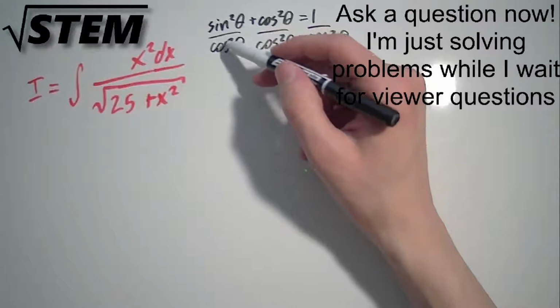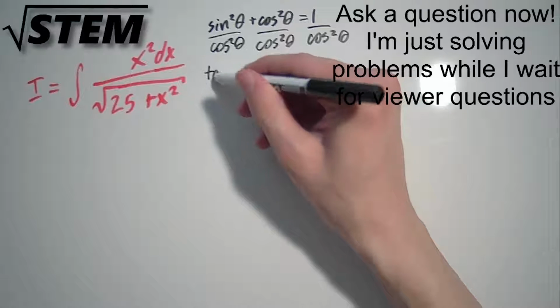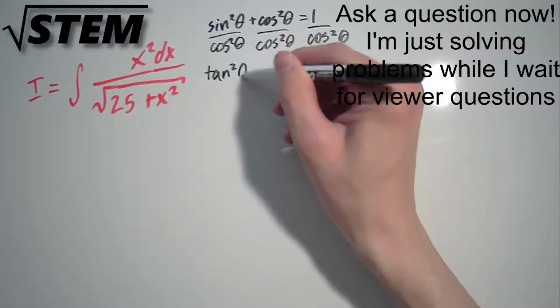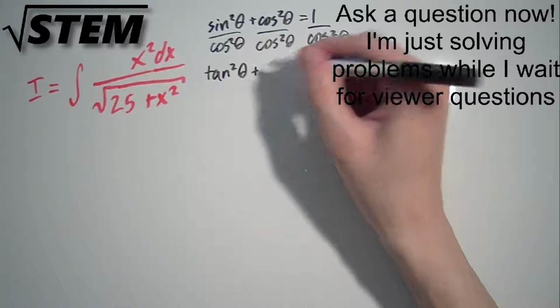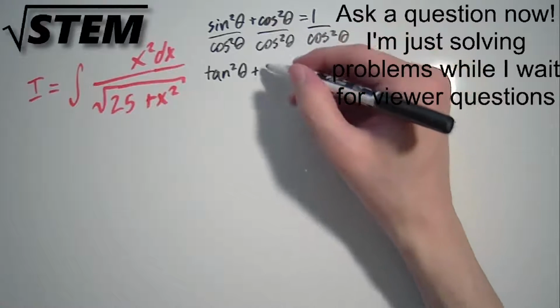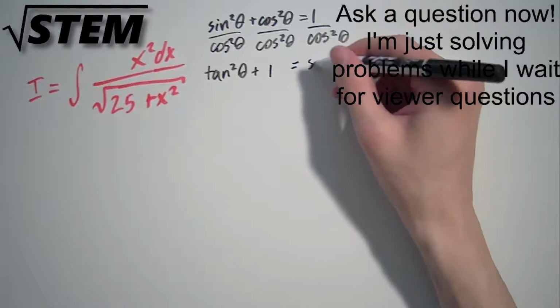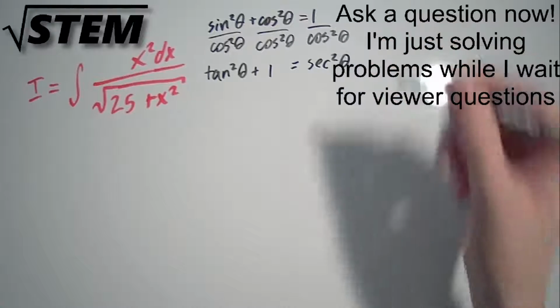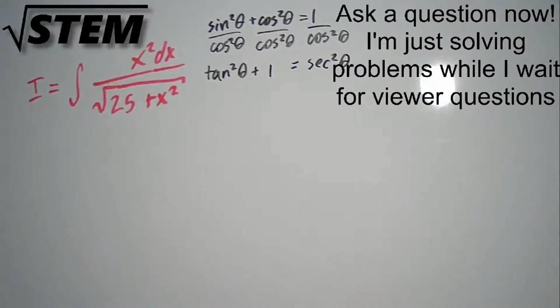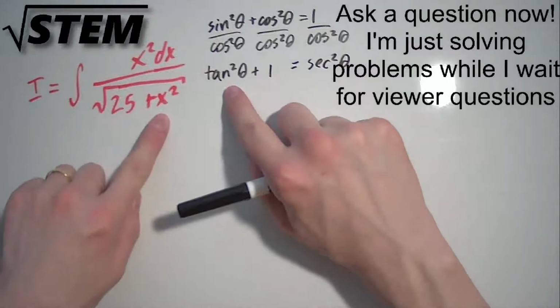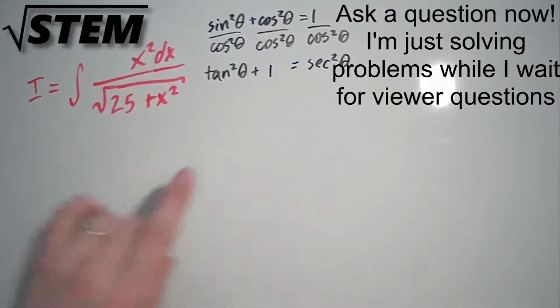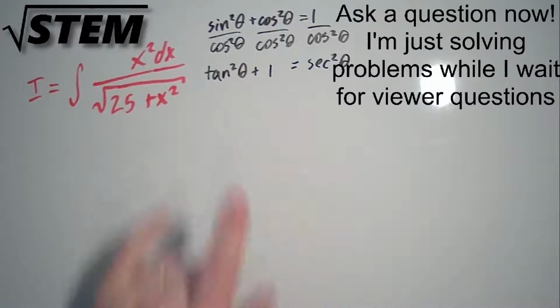So sine over cosine is tangent. That gets us tangent squared of theta plus anything divided by itself is 1, and 1 over cosine is secant. We get secant squared theta. And what do you know? We have 1 plus a trig function. So we're going to end up letting x equal something times the tangent of theta.